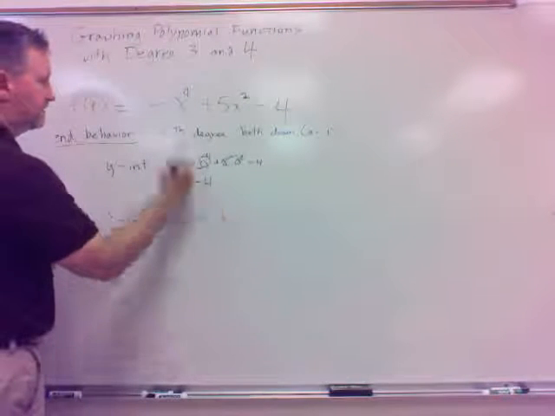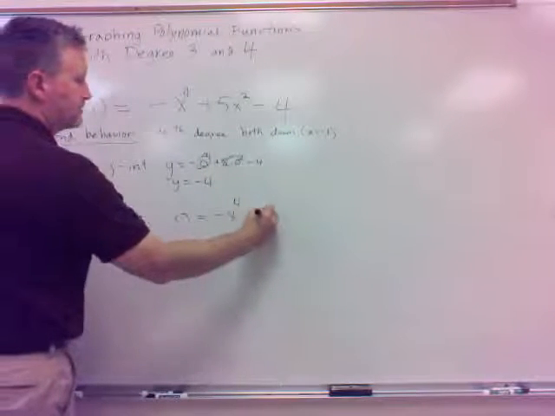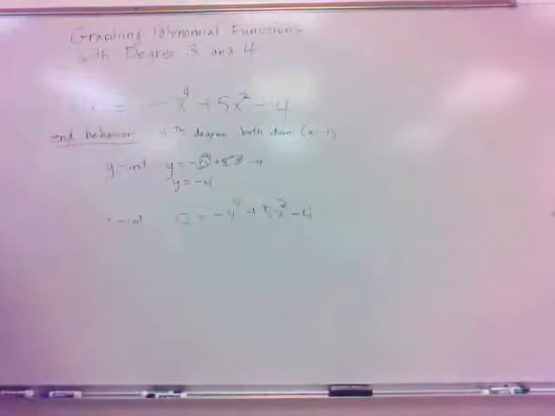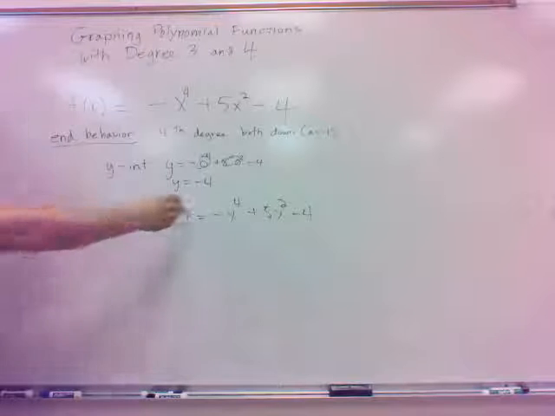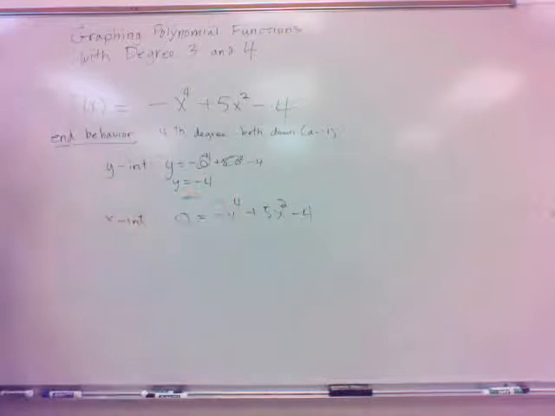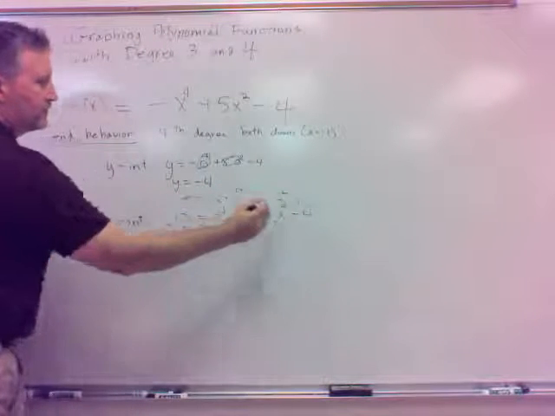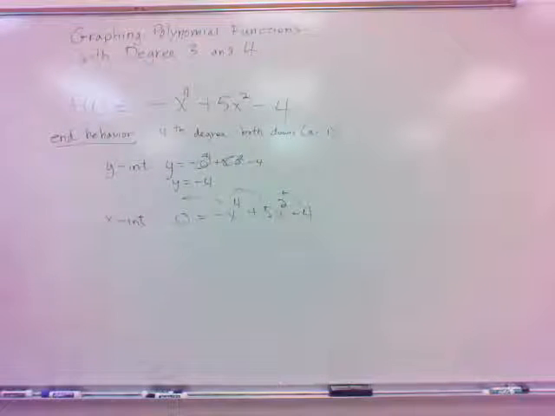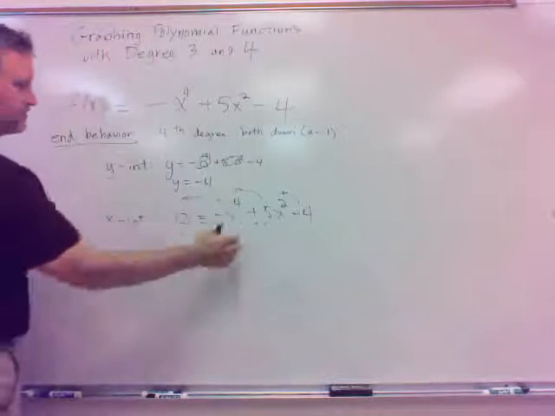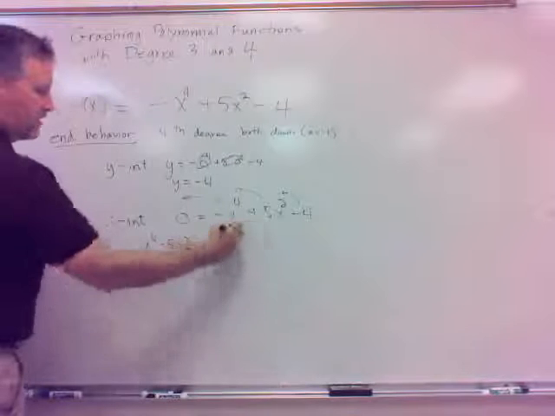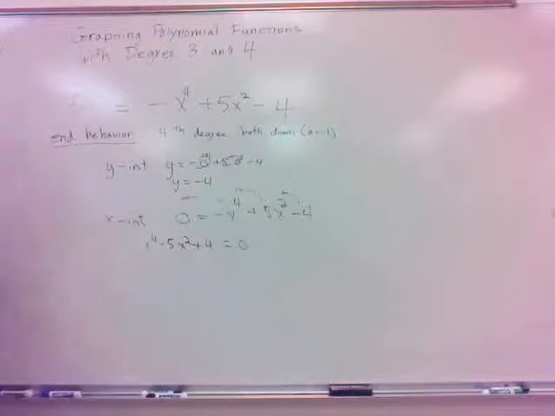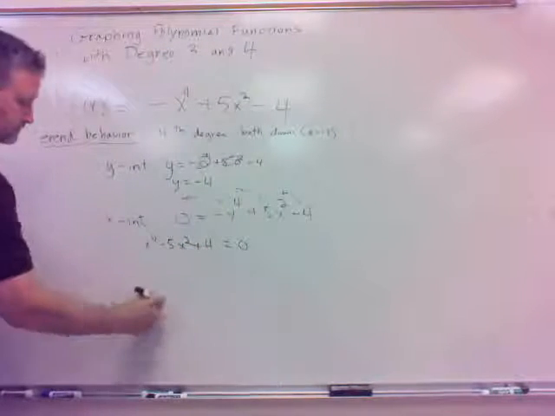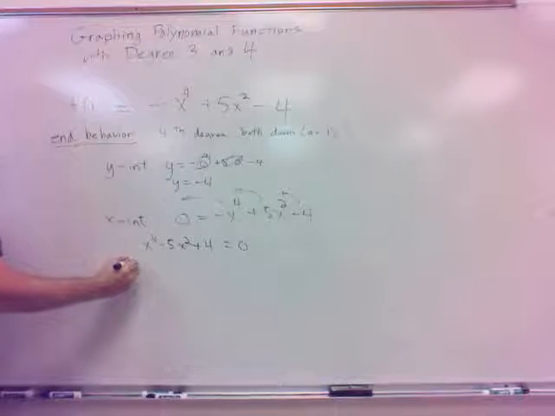Well, we set f of x, or y, to be 0, and so we wind up with this equation looking like this. How am I going to do that one? Well, my suggestion is, since a is negative and we do have equals 0, we can move these around. Let's move everything over to the left side. Add the x to the 4th, subtract the 5x squared, and add 4, and get it equals 0 on the right. That will enable us to work on this a little more.